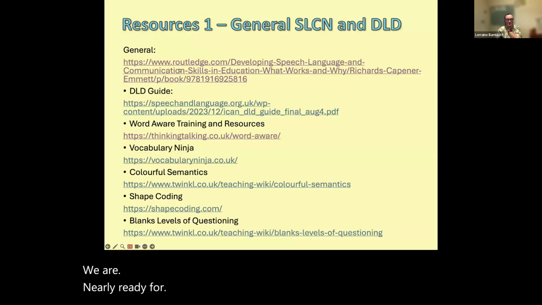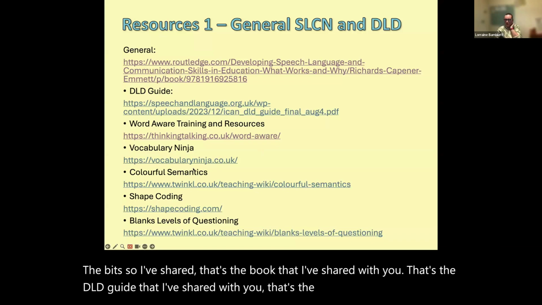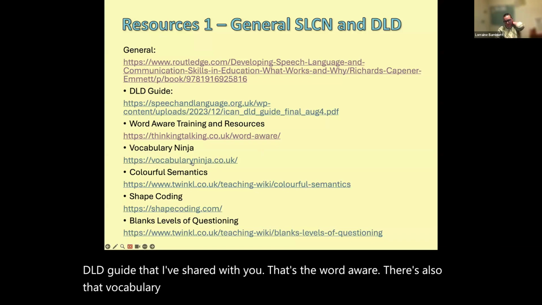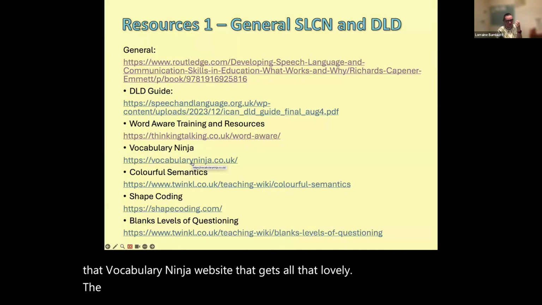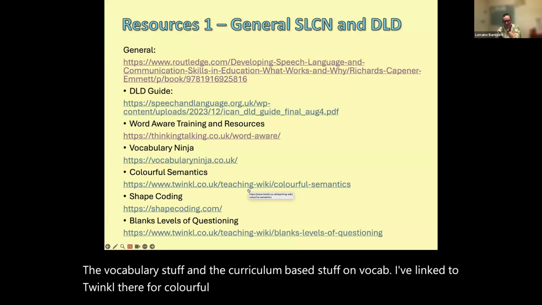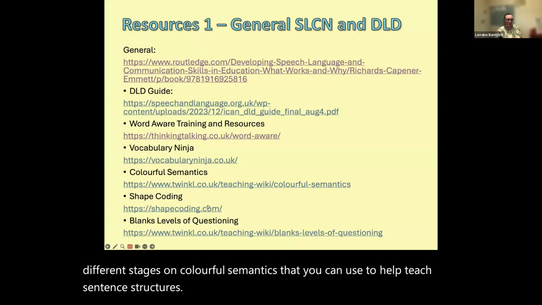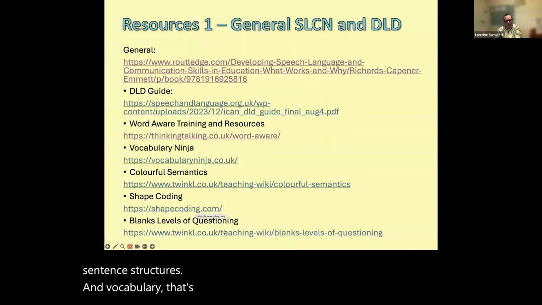So I've shared, that's the book that I've shared with you. That's the DLD guide that I've shared with you. That's the Word Aware. There's also that Vocabulary Ninja website that gets all that lovely vocabulary stuff and the curriculum based stuff on vocab. I've linked to Twinkle there for colourful semantics. There's some lovely free stuff for all different stages on colourful semantics that you can use to help teach sentence structures and vocabulary.